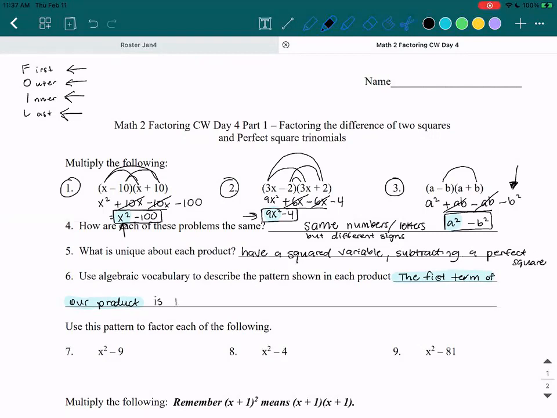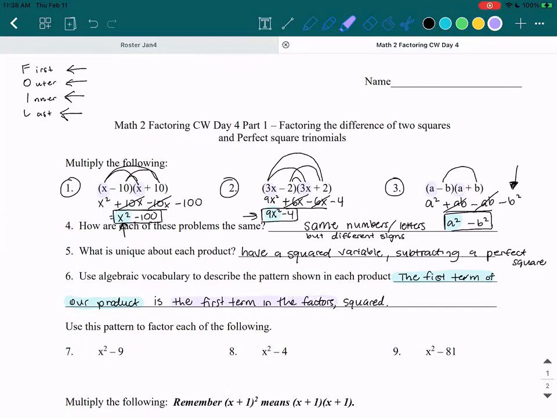is the first term in the factors squared. And what is that? So let me highlight that also so that you can see where I'm referring to. The first term in the factors is the x in number 1, or the 3x in number 2, or the a in number 3. And so what I mean by that sentence, where the first term of our product is the first term of the factors squared, it's saying that our blue number, what I highlighted in blue, is equal to the purple number squared.